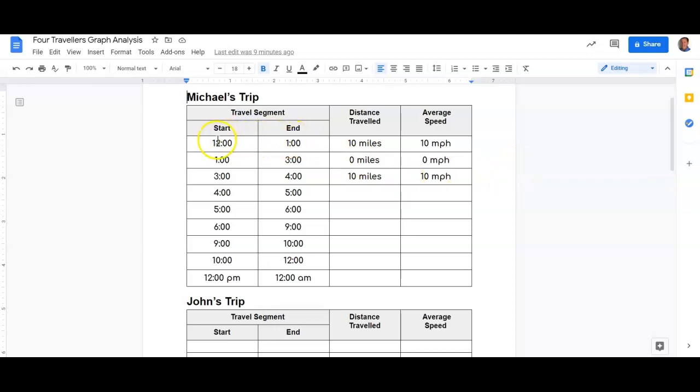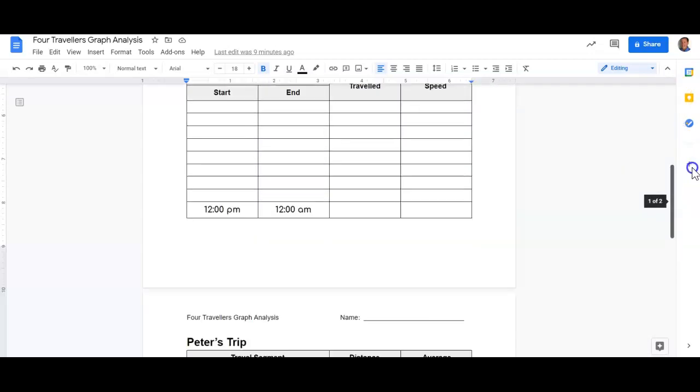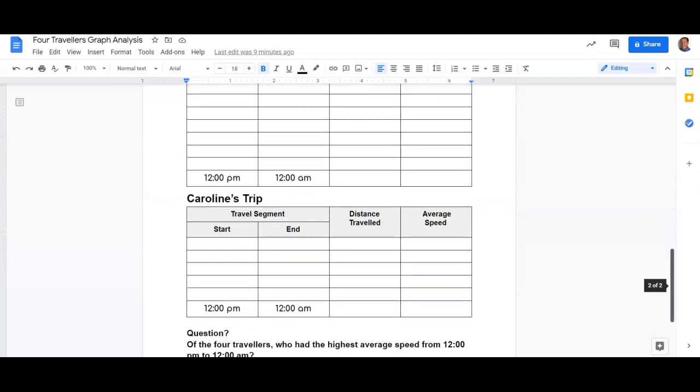For this assignment, I've started Michael's for you. I've got all the start and end times for each segment, and I even did a couple calculations to show you how to do it. For the other travelers, John, Peter, and Caroline, I didn't do anything except put the total 12 p.m. to 12 a.m. at the bottom. This is the total time from the start to the finish.